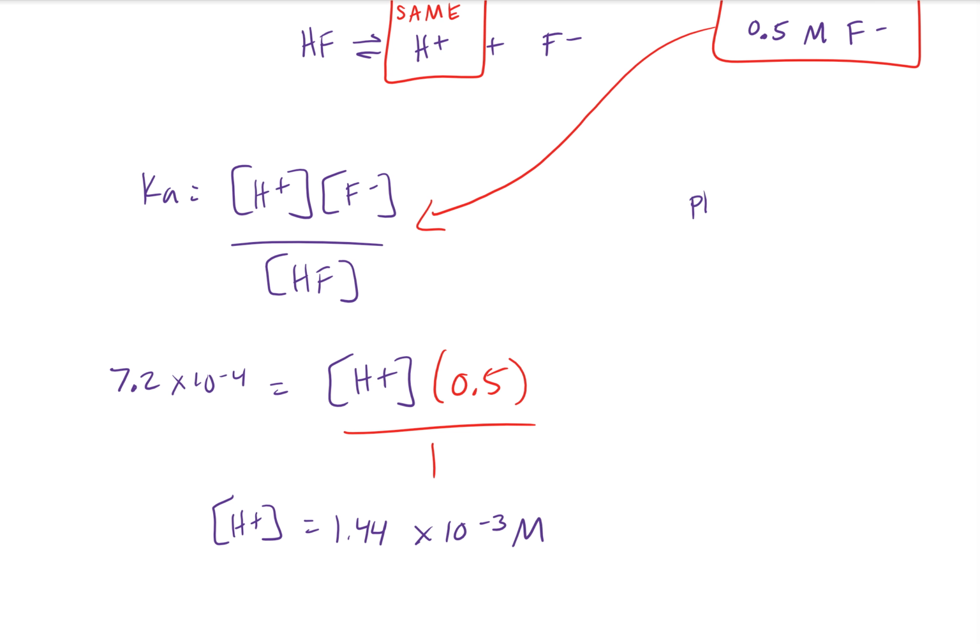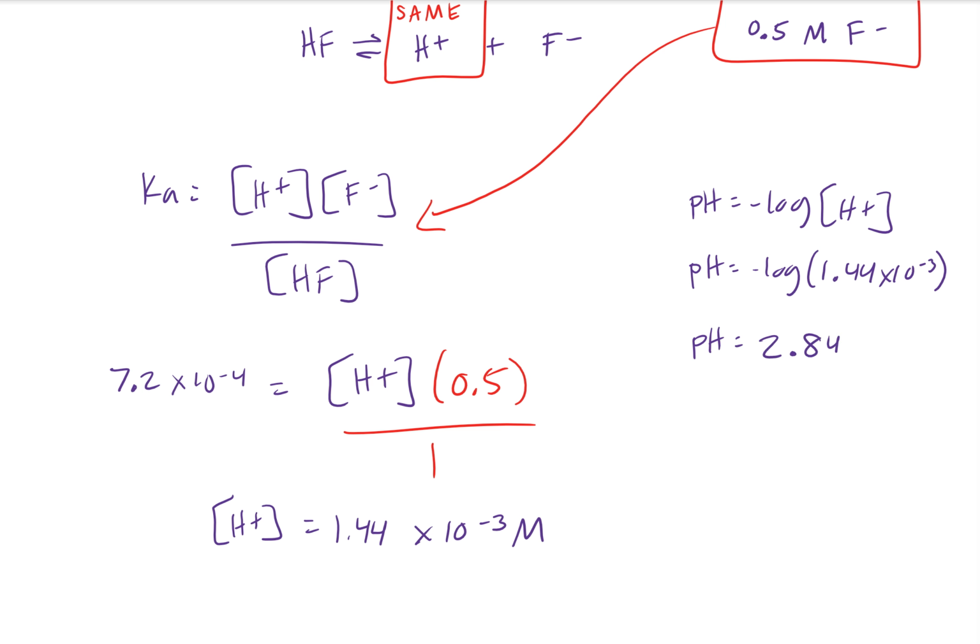So pH, we said, was negative log of H. That P means negative log. So negative log of 1.44 times 10 to the negative 3. 2.84 is the pH of this resulting solution.